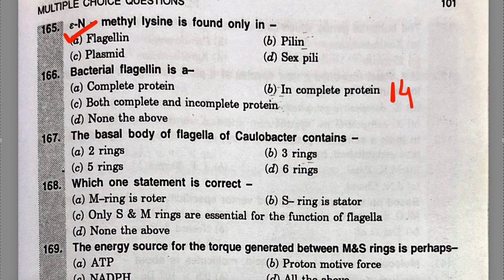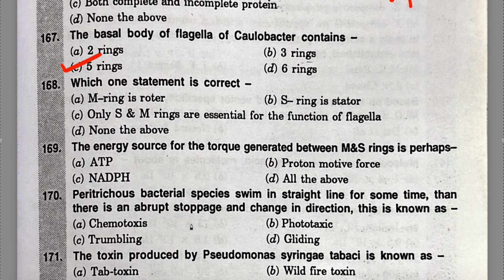Answer is 5 rings. Remember this. 168. Which one statement is correct? M ring is rotor, S ring is stator. Only S and M rings are essential for the function of flagella or none? Answer is none. 169. The energy source of the torque generated between M and S rings is perhaps ATP, proton motive force, NADPH or all. The answer here is proton motive force.